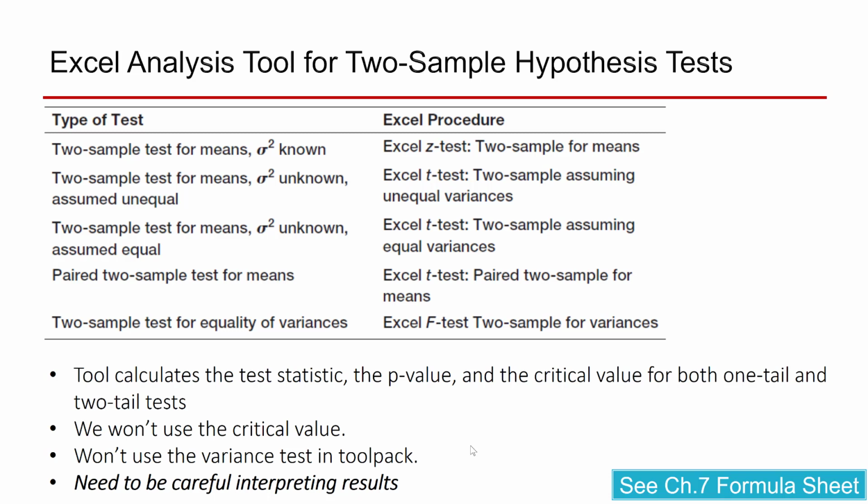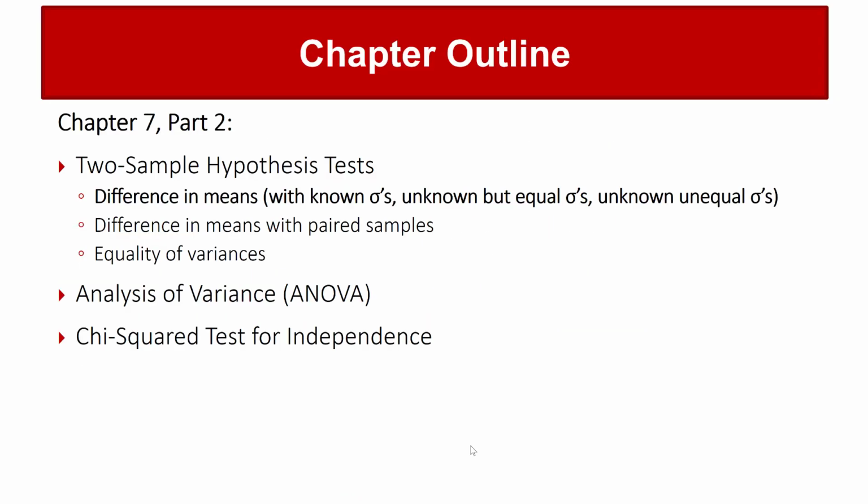And we're not going to use the variance test in the toolpack either. We're going to do that one by hand, because the one in the toolpack doesn't save any time at all, and it can be very confusing. So it's going to be much simpler for us to just do that one by hand. And we're going to need to be careful interpreting the results, and you'll see that when we do our examples.